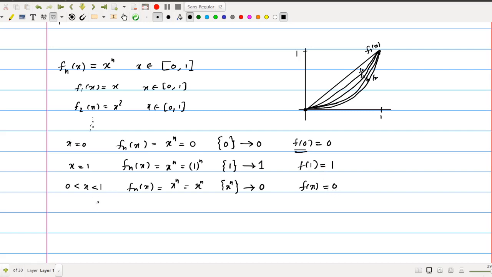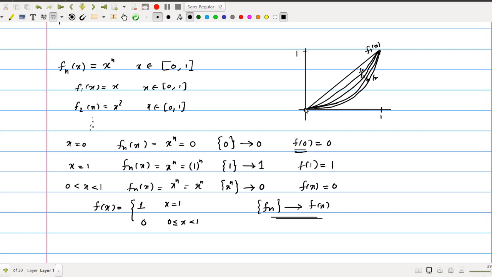So this defines a function such that when x equals 1, the value of the function is 1, and for all other values 0 ≤ x < 1, we have 0. So we can say that the sequence fn converges to f of x. This is the pointwise convergence of the sequence. Okay, so what is the geometrical meaning of this?